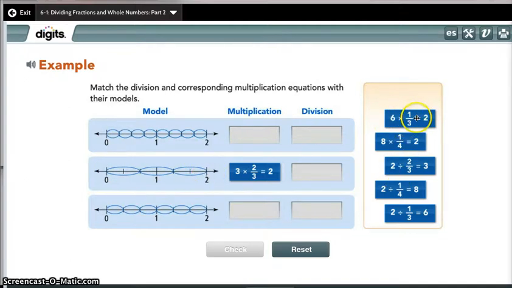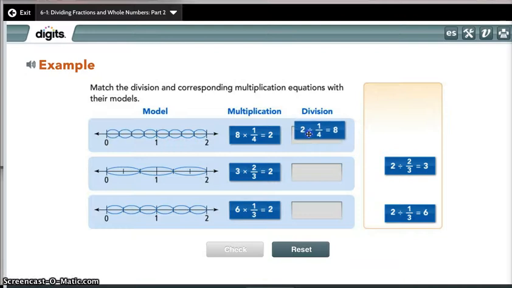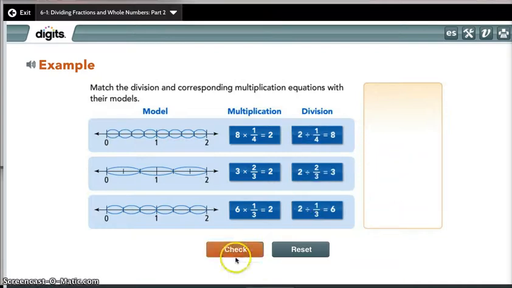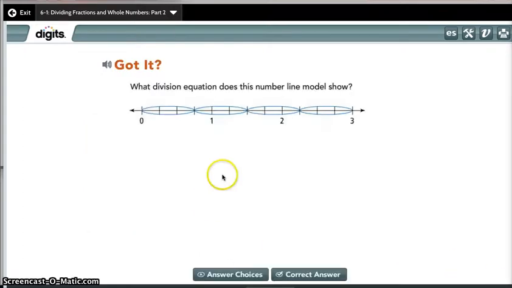6 times 1/3. Well, I need 6 groups of 1/3 pieces. That looks like it's this one. I also end on 2. And 8 times 1/4. Well, I need 8 1/4 pieces, and that would be this one. And now I'm just going to put all the inverse operations in here and see if we're correct. Awesome. Okay, let's go ahead to the got it.